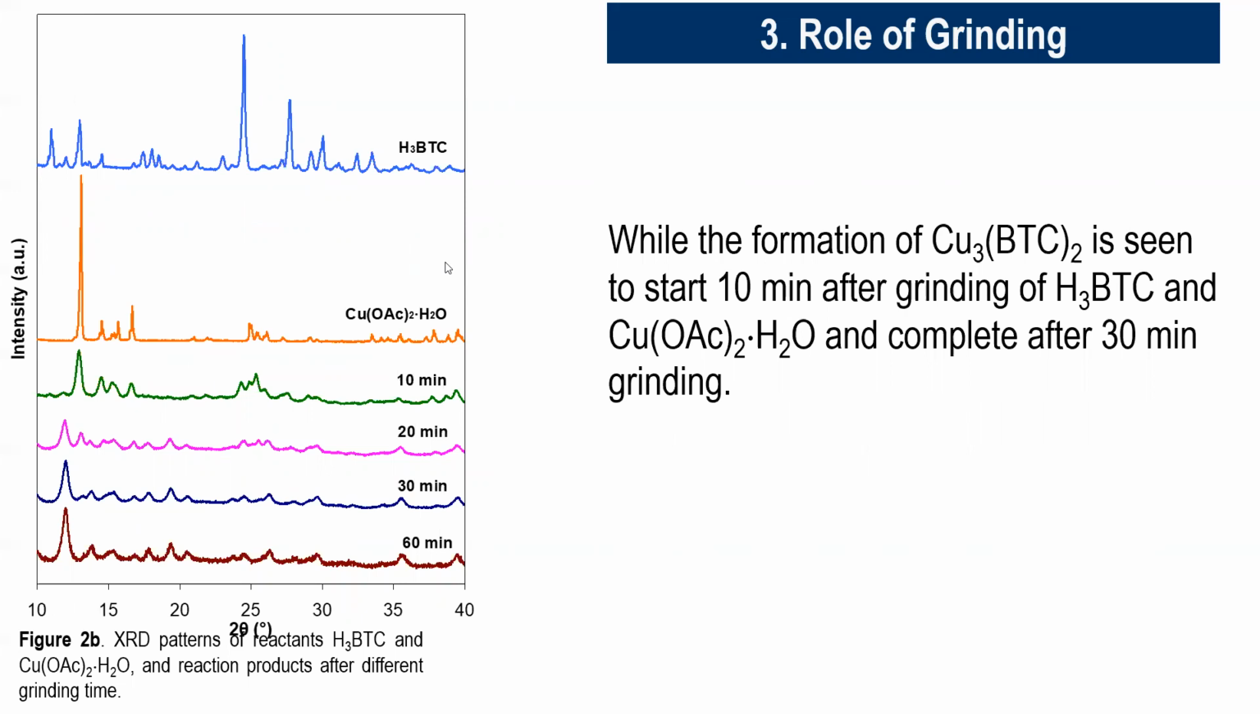Then, the same procedure was followed with copper acetate monohydrate at 10 minutes, 20 minutes, 30 minutes, and 60 minutes. It was seen that in as little as 10 minutes, the effects of copper BTC were able to be seen, and after 20 minutes, we had copper BTC. And this effect continued at 30 and 60 minutes with copper acetate and trimesic acid.